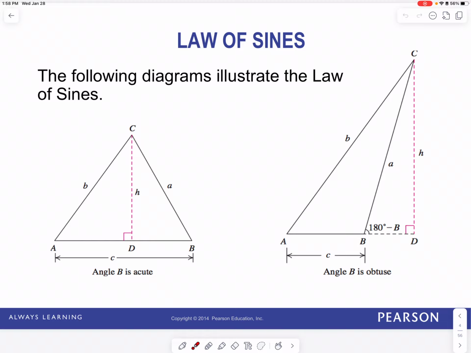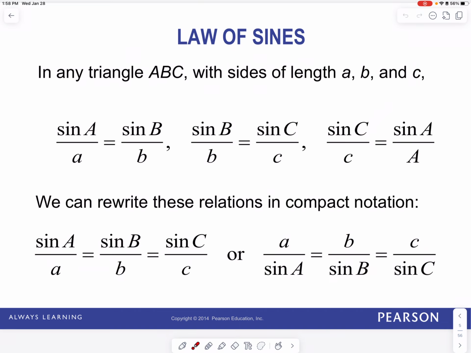The main takeaway here is that angle B is acute, so less than 90 degrees. In this other example, it's still triangle ABC, but angle B is obtuse, which is larger than 90 degrees. Notice the position: here D is between A and B, and over here, D is to the right. Let's see how this unfolds.